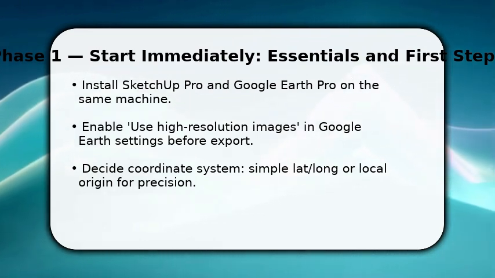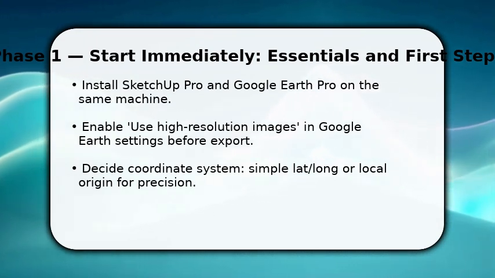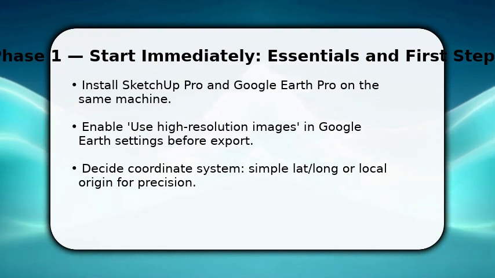Next, export a KMZ of the place-marked area or save the image and note the coordinates. You do this because SketchUp needs either a geo-referenced image or a KMZ to align geometry precisely.